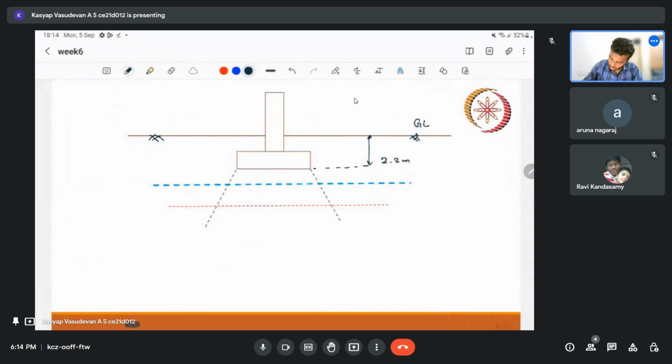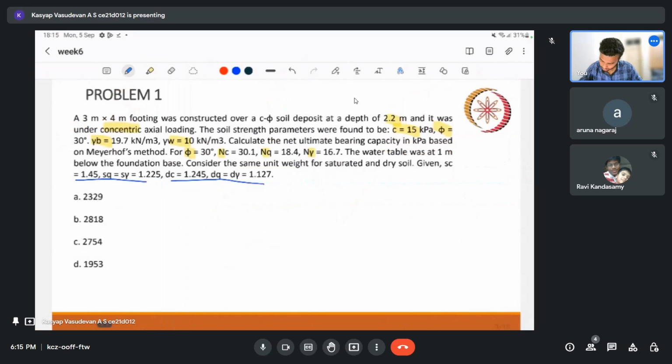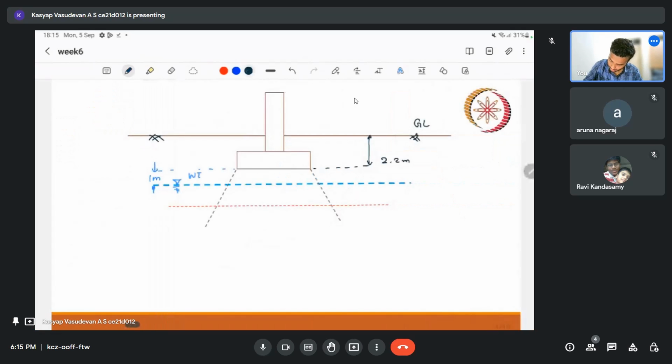Water table is given as 1 meter below the footing. Sorry, this is 1 meter below the footing. So, from this level, this distance is 1 meter. Okay. So having said that, we have the density also given as 19.7 kilonewton per meter cube.